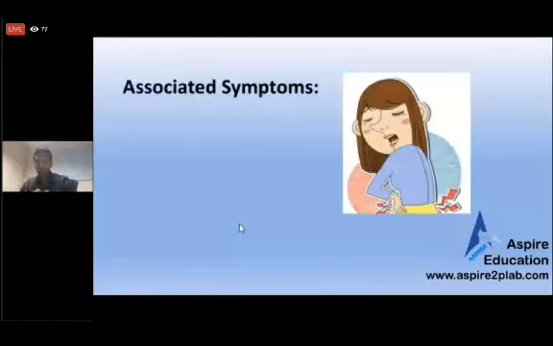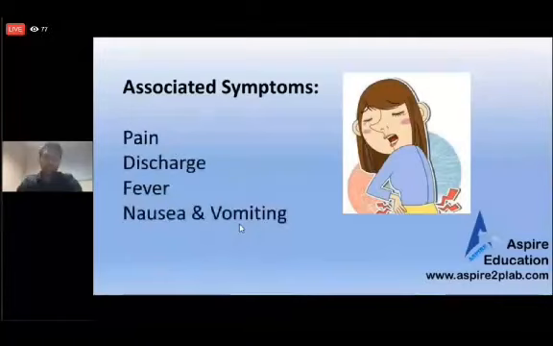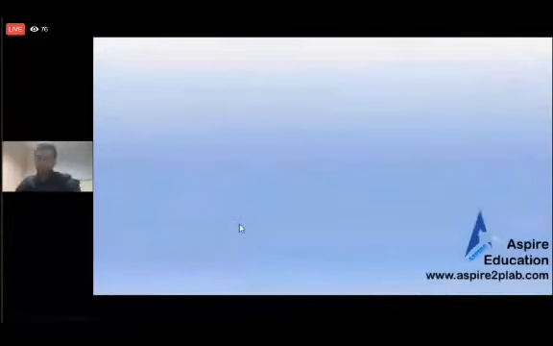Okay, so now what are the associated symptoms? As we spoke, there's fever, shivering, vaginal discharge, vaginal bleeding, and more importantly, pain before and after sex, and bleeding during and after sex. So there will be pain, there will be discharge, there will be fever, there will be nausea and vomiting, and there will be bleeding during and after sex.